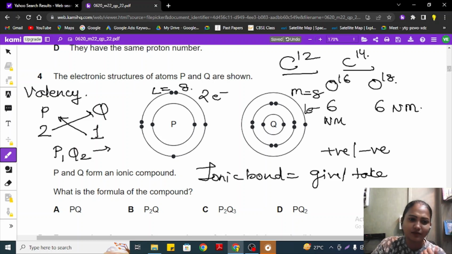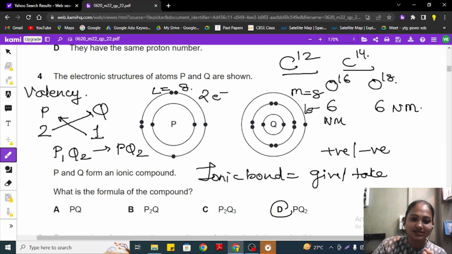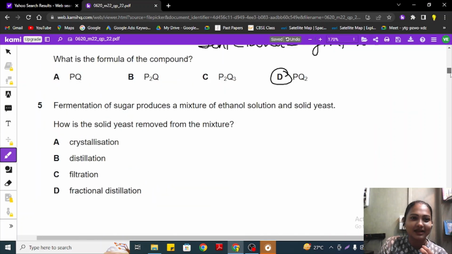Now, with the help of valency, I will crisscross it, and I will get the formula P1Q2. We ignore the coefficient 1 in the valency, so we get the formula as PQ2. Which option is correct for this? And yes, students, it's option D. Isn't the paper going very easy till now? Okay. Now let's come to the fifth question.